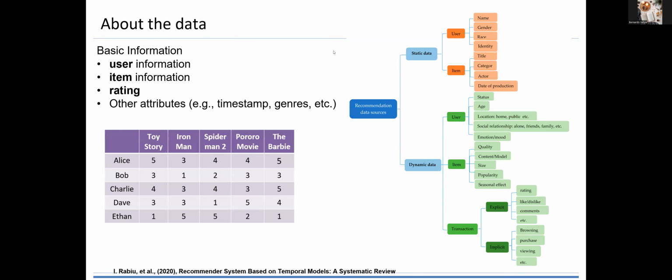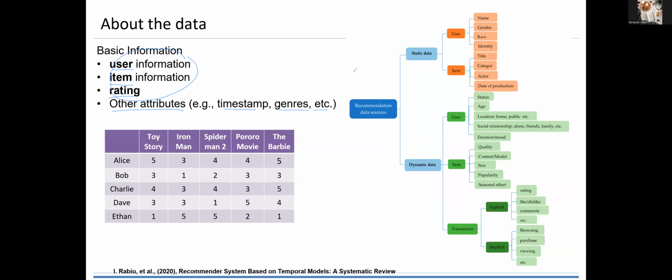So when you have data about a recommender system, we need to have at least basic information such as user information, item information, and rating. So those three are the most basic data in the recommender system. There might be other attributes, for example, timestamp or genres, and so on. It's just additional attributes.